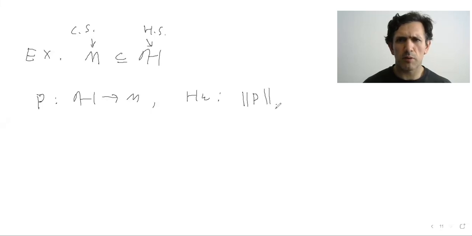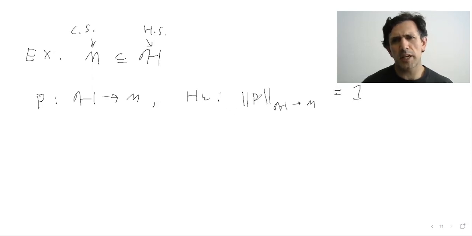And this is from H to M. So yeah, these are quite special. So in particular, this is a bounded linear map.